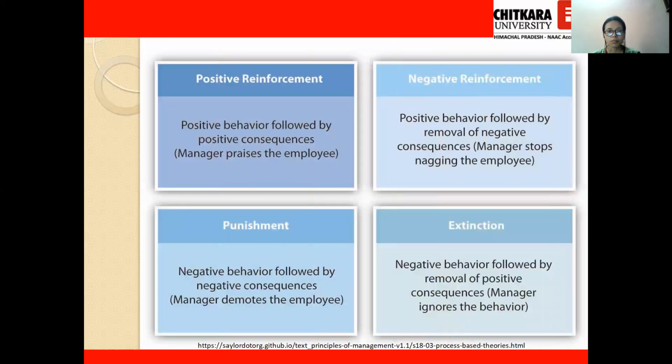Here the first box describes positive reinforcement. In the second we'll discuss negative reinforcement, and in the third and fourth we'll discuss punishment and extinction. In positive reinforcement, positive behavior is followed by positive consequences. For example, we are expecting something positive, a great work from a particular individual or student, and if they give a positive action, then we will give them positive consequences. That is, the manager praises the employee for his work or for his great things.